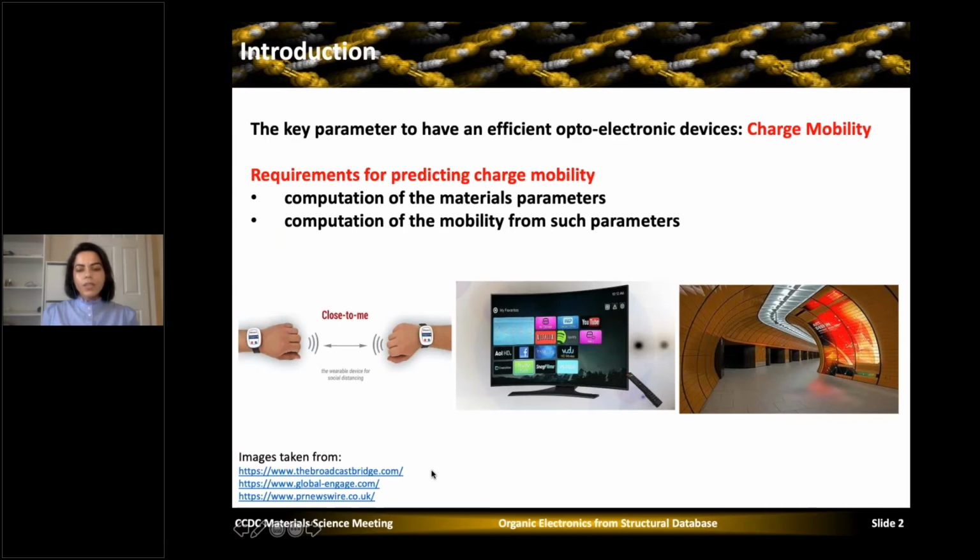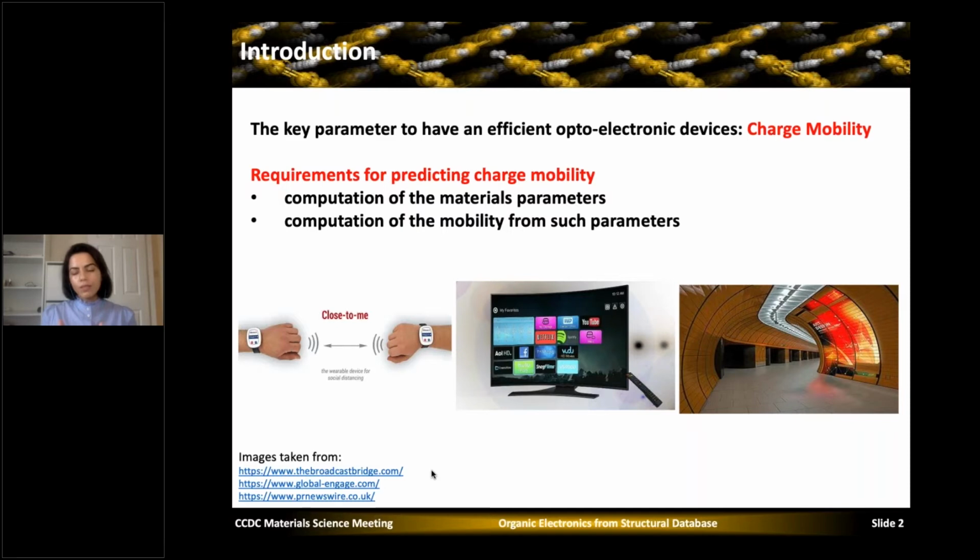So as you know, organic optoelectronic devices are taking a role in our everyday life. One of the most important parameters that affect their efficiency is their charge carrier mobility. So from a technological point of view, it's quite important to have a prediction of the charge mobility in a given material, and to have a broader picture to understand by how much we can actually improve the mobility.